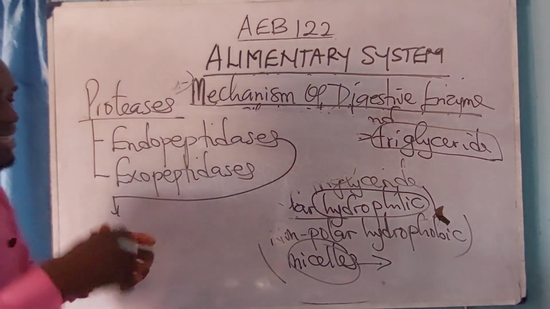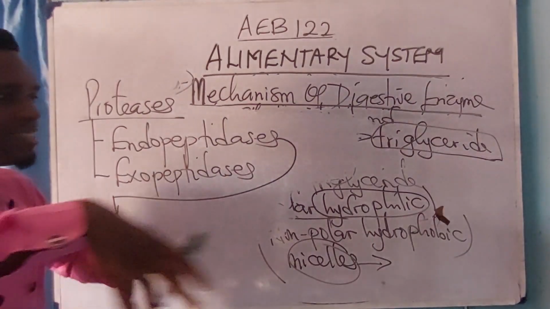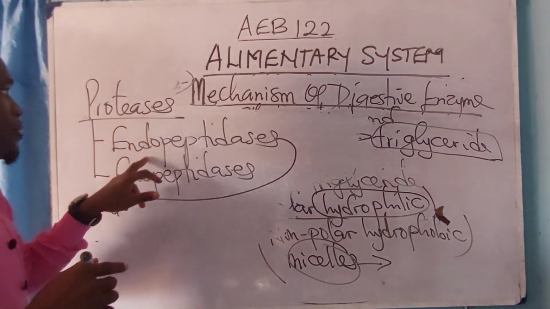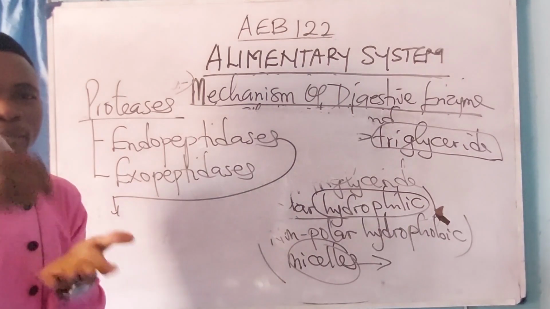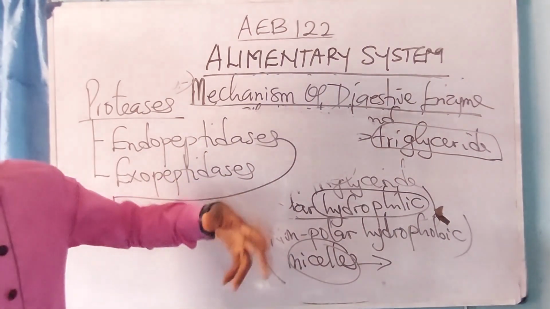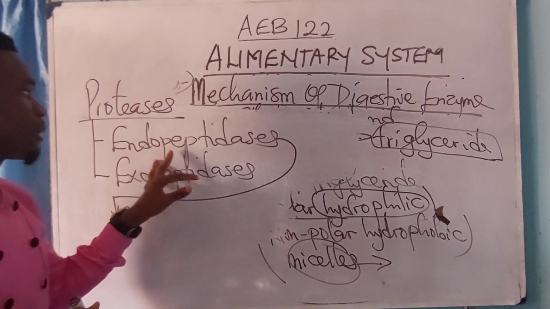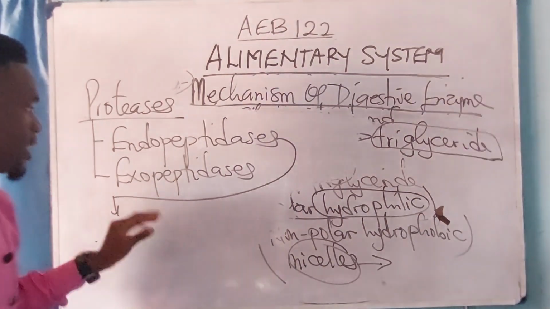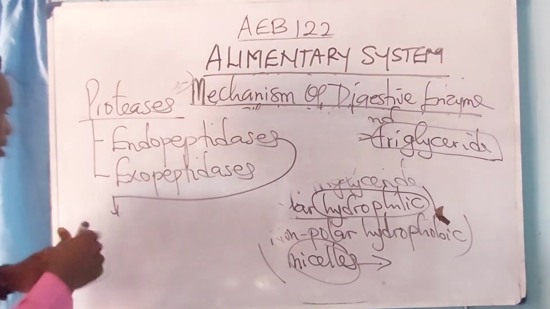endopeptidases, it acts on the peptide bond present in the protein molecule, thereby dividing it into different segments or sections. Proteases are divided into exopeptidases and what? Endopeptidases. The endopeptidases act on the peptide bond, thereby converting the protein into different segments or sections, which means that the endopeptidases increase the number of chains present in the peptide bond. Now the work of the exopeptidase is to act on terminal peptide.